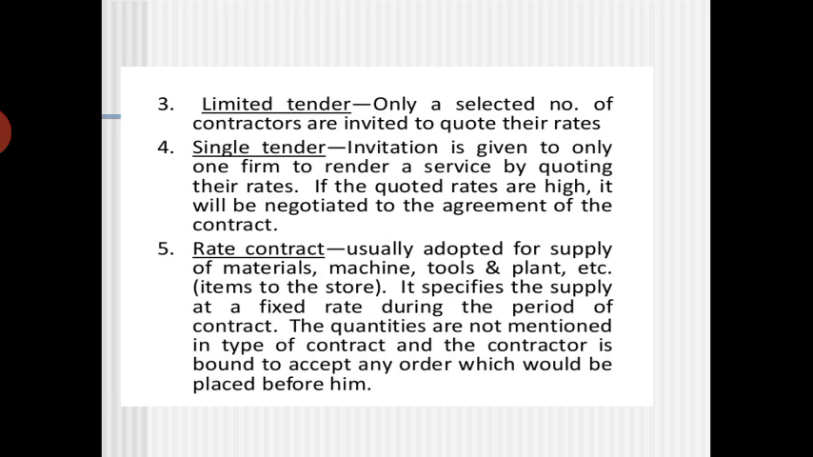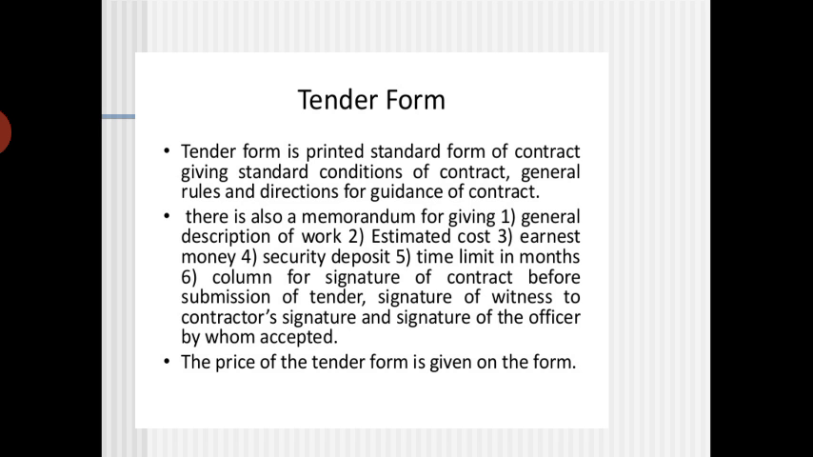So this rate contract is usually adopted for supply of materials, machines. For example, per unit of steel, what will be the rate, and it has to be fixed and mentioned in that contract. Of course, it is a fixed rate of the materials. Sometimes during the contract process, this may not be mentioned.